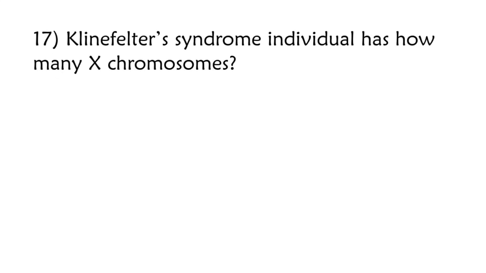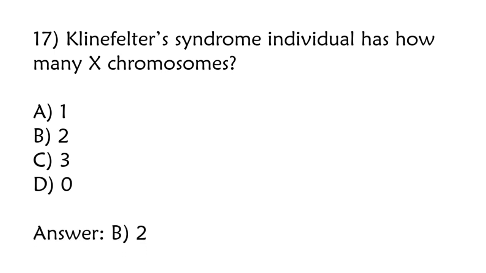Klinefelter syndrome individual has how many X chromosomes? 1, 2, 3, 0. Correct answer is option B, 2.